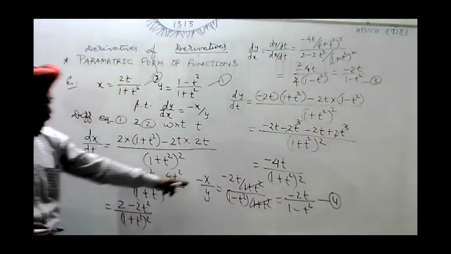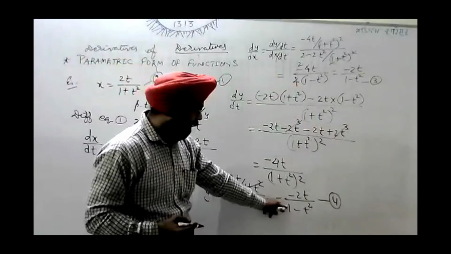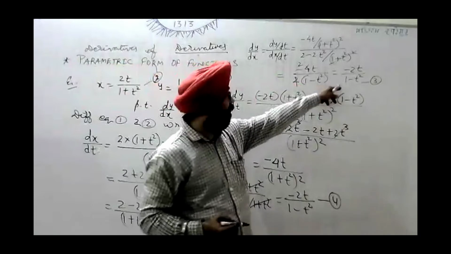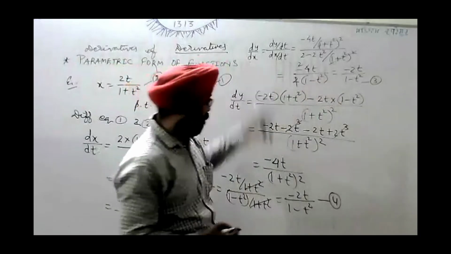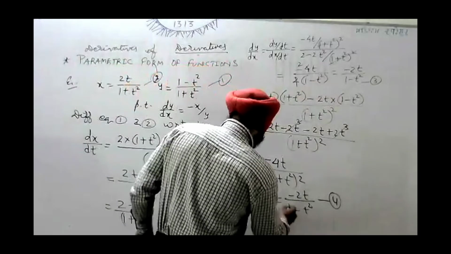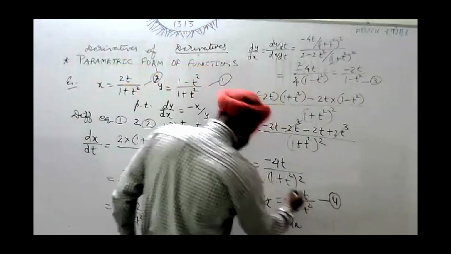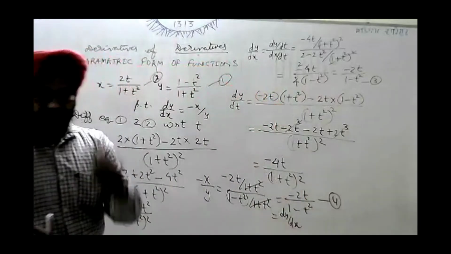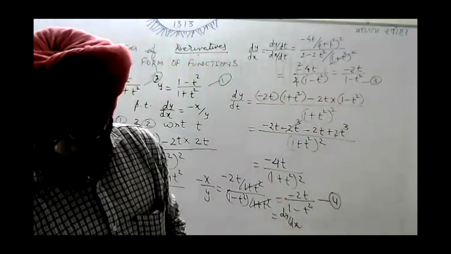Check. This value is equal to minus 2t upon 1 minus t square, the value of dy by dx. Here you can write this is dy by dx and prove. Your doubts and comments now.